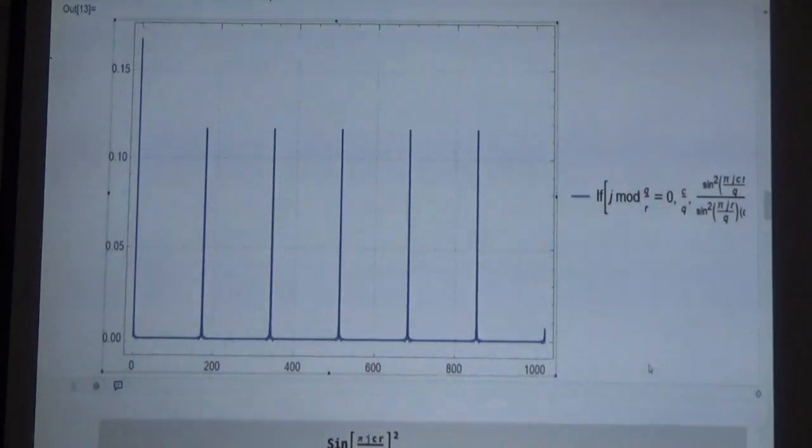Suppose I run a particular experiment and I get this outcome. That is, my output ket J prime is 171. Now this 171 is some multiple of Q over R. From this I need to extract R. But it could be the first multiple, the second multiple, or the third multiple. So I still have to do some classical computation to extract the period from this. That's what I'm going to show you now.